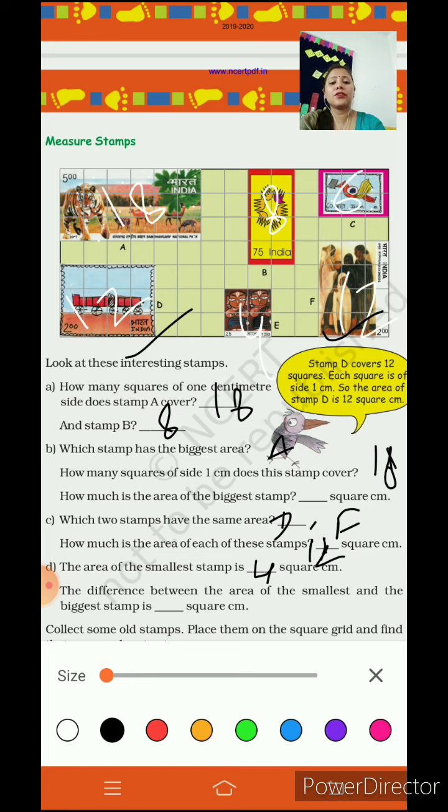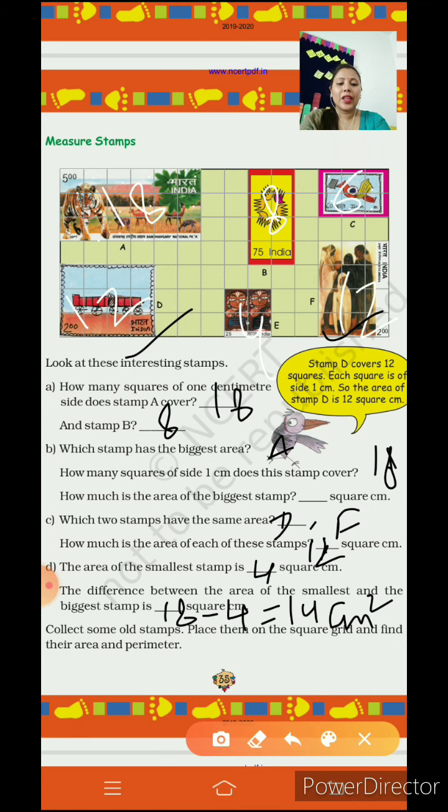The difference between the area of the smallest and the biggest stamp is, सबसे छोटे और सबसे बड़े stamp के बीच का difference कितना है? So the biggest stamp is 18 centimeter square and the smallest one is 4. So the difference is 14 centimeter square or 14 square centimeter.